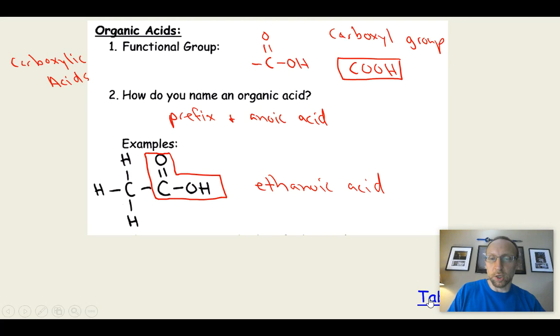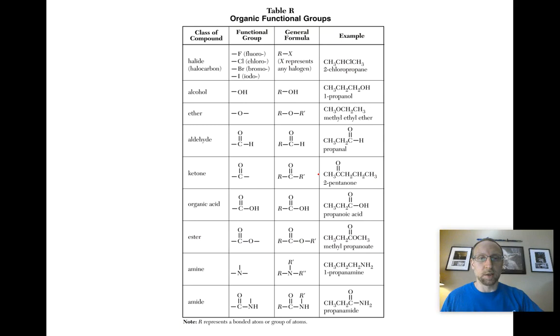Let's look on table R. Remember, use table R as much as possible here. Look at the examples here. So here's ones we've done already. So we've done all these already. So when do you need a number? Use the examples. So the rule is use number for location. But like I said, sometimes we don't need a number, but that's where the examples help you out. Look at the examples. If an example has a number, you need a number. So halides, number, always need a number. Alcohol, number, always need a number. We didn't get to the ethers yet. I'll come back to that.